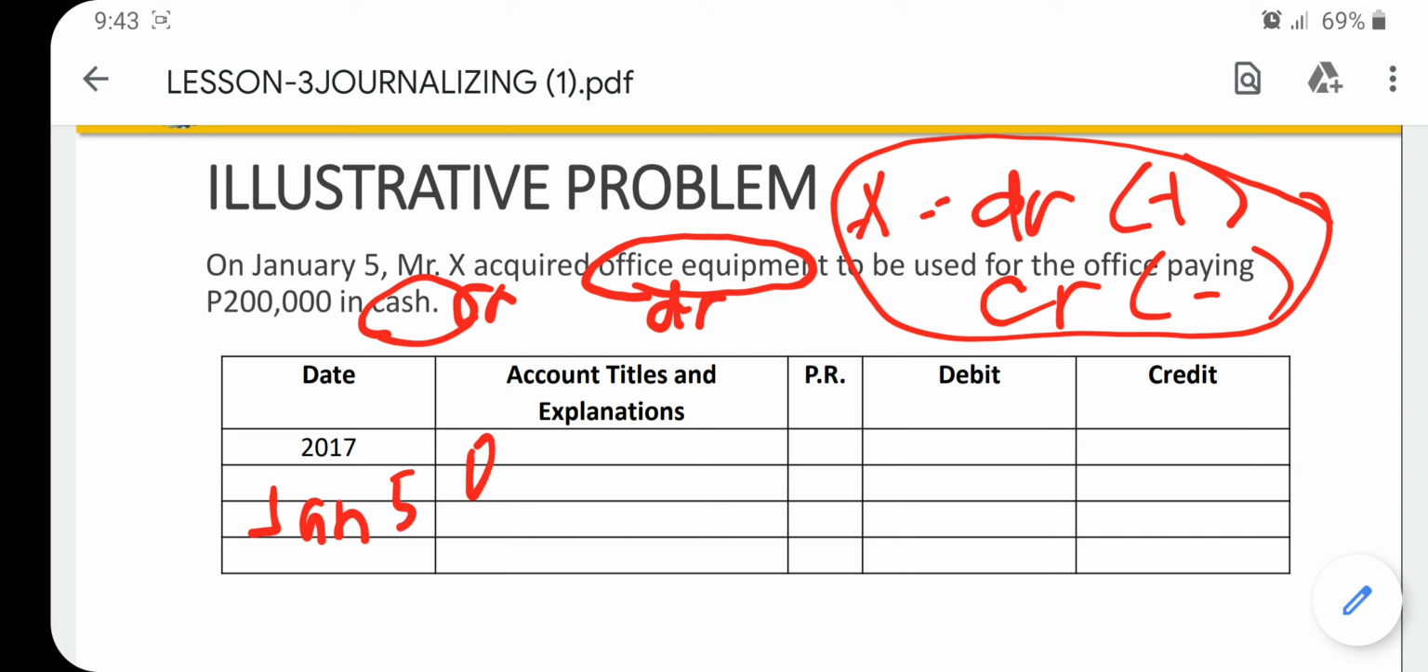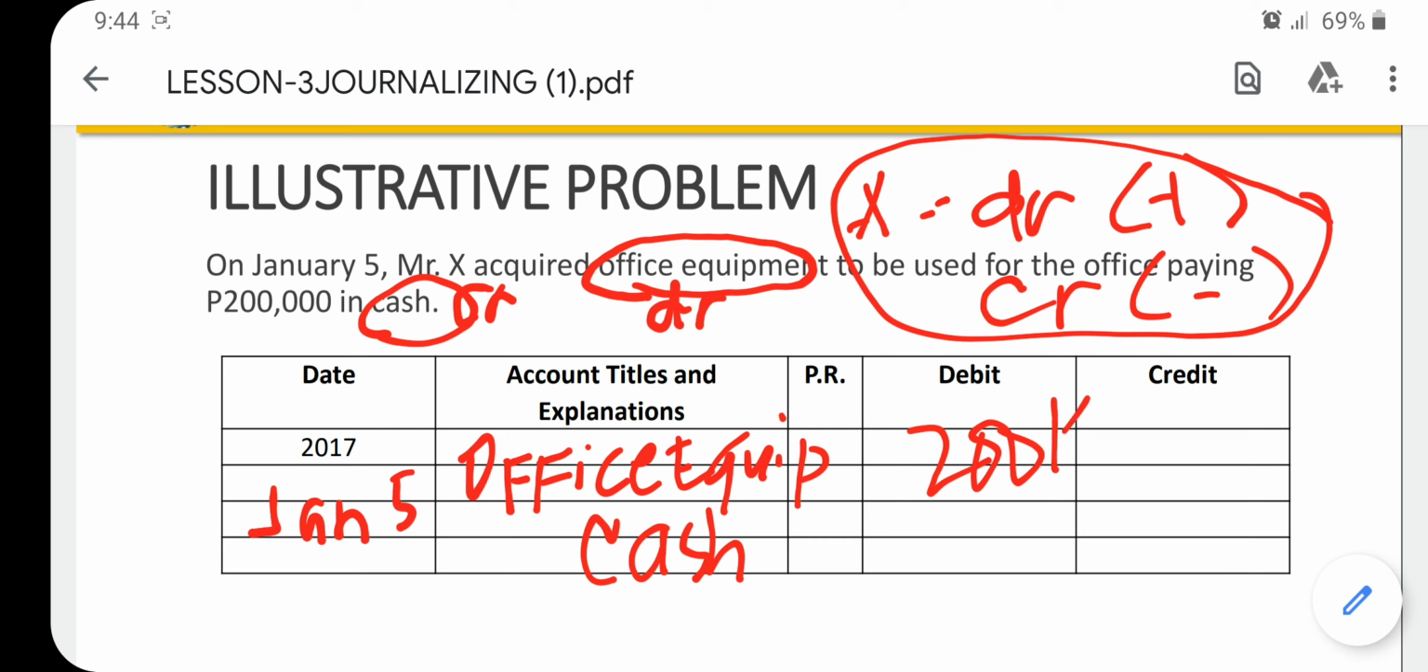We debit office equipment and we credit cash in the amount of 200,000 pesos. 200K. Class, take note that the posting references are being left blank.